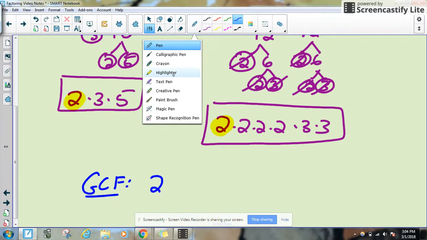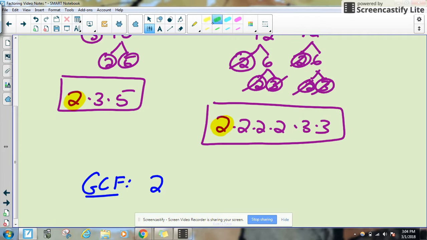Okay? And then I look for 3's, and I ask myself, all right, I've got 1 3 here, and I've got 2 3's here. So I can only take 1 and add it to my GCF, so I'm going to put a 3 here. Okay? And then I look for 5's. You're going to notice that this number, the 30, has 1 5, but the 144 has 0. That means I cannot add any 5's to my GCF.